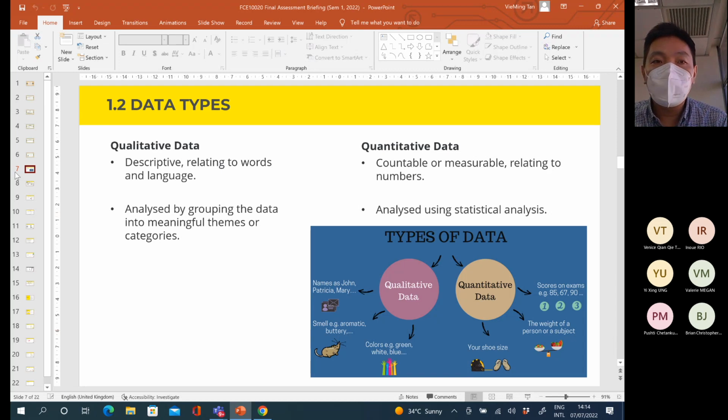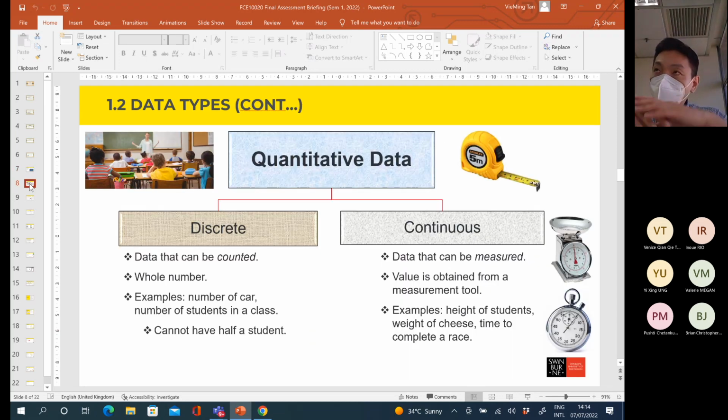From this quantitative data, we can further divide it into two types, which are discrete quantitative data and continuous quantitative data. Discrete data means the data that you can only obtain by counting. You count something in order to get the value, like the number of students in the class, or the number of cars along the roadside. You may find that all these discrete data are whole numbers, not continuous decimal numbers.